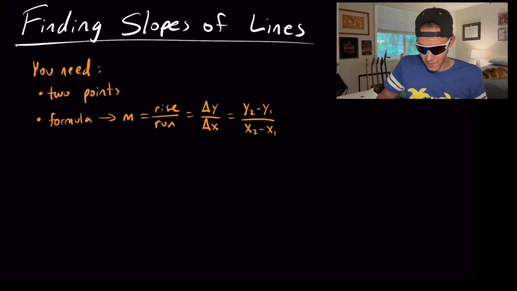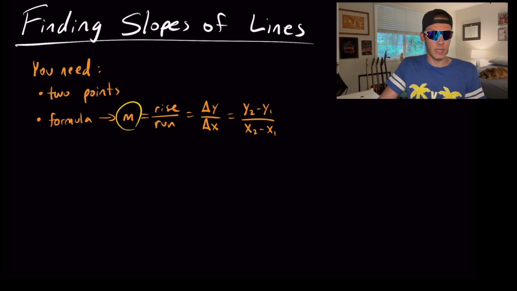And this formula right here, m is equal to rise over run, or delta y over delta x, or y2 minus y1 over x2 minus x1. These are all different ways to represent slope. But just know that in math, generally speaking, whenever you see the letter m, we're talking about slope. So we'll use these 3 formulas to figure out what the slope of a line is.